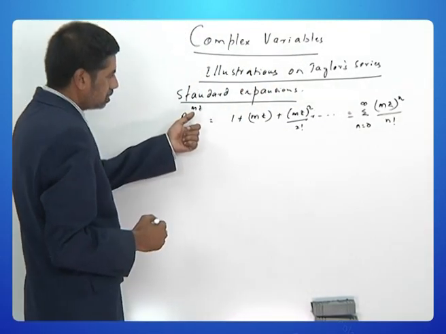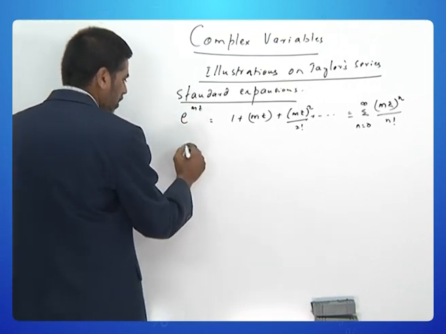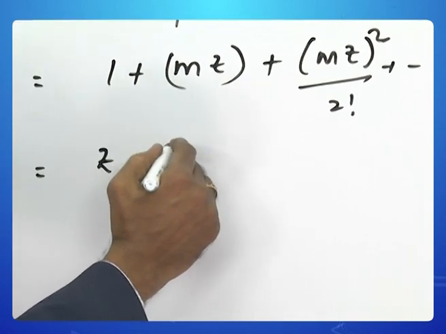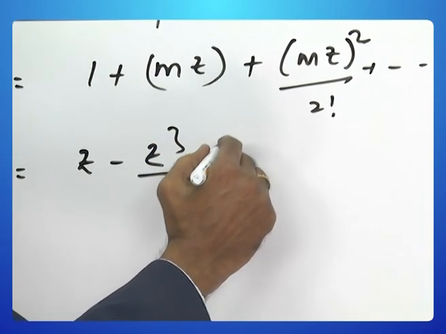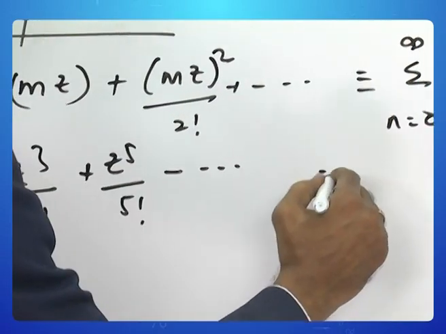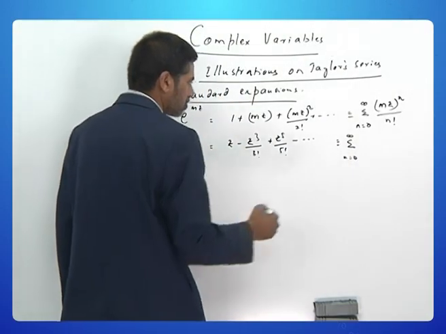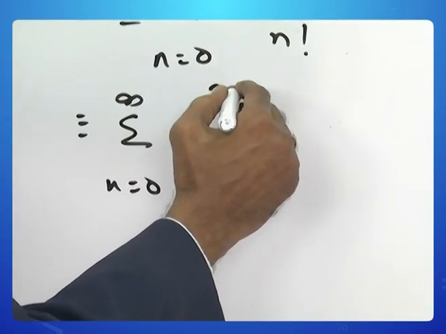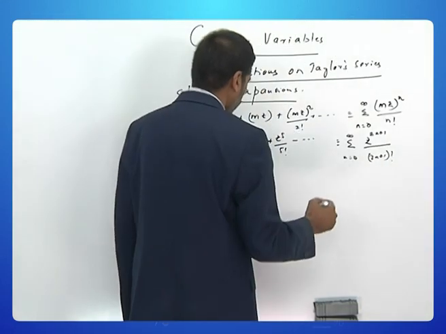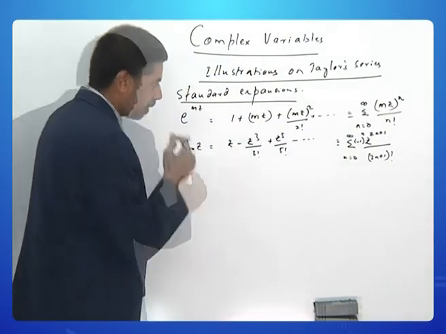So m can take any real value or even complex. Then sin z is z minus z cube by 3 factorial plus z power 5 by 5 factorial and so on, which can be compactly written as summation n is equal to 0 to infinity, because only odd powers of z are coming, z to the power of 2n plus 1 by 2n plus 1 factorial with a minus 1 to the power of n to indicate that it's an alternating series.